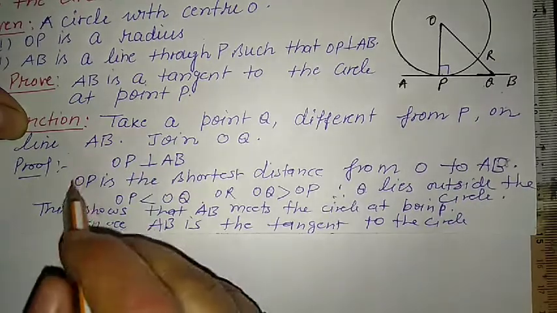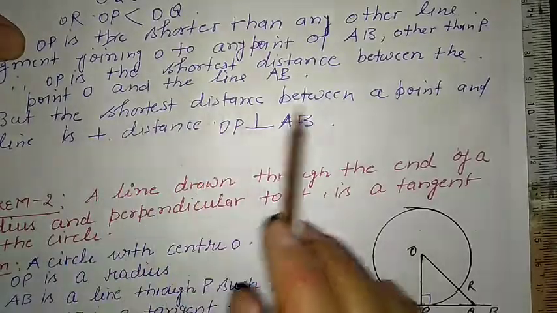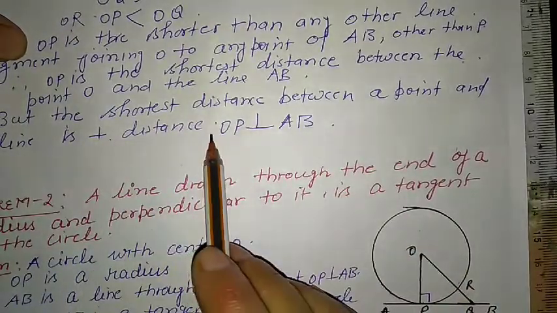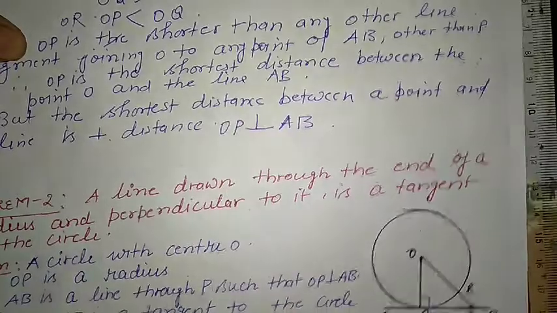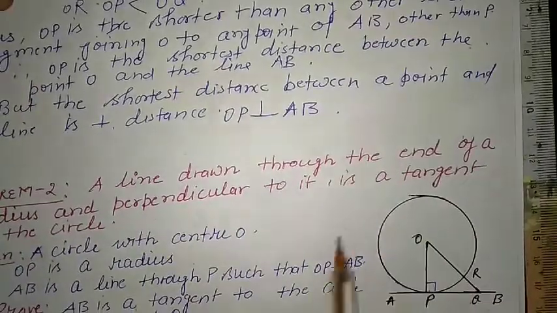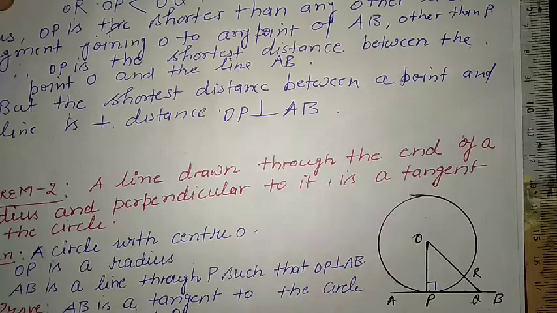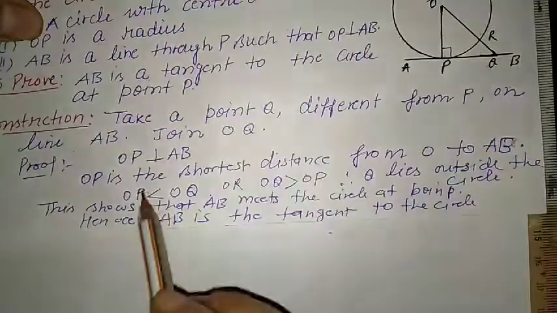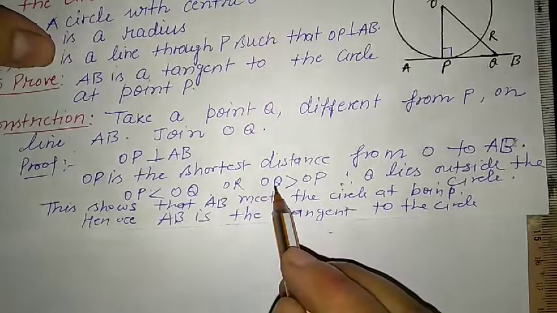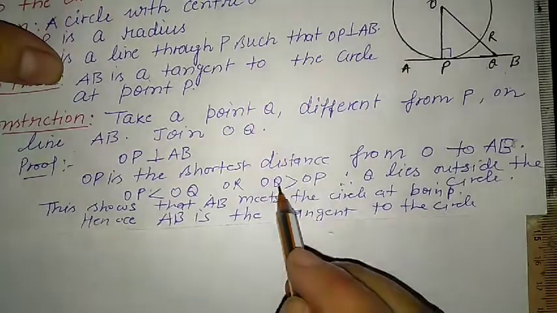Okay, because this we have used. Because we have given here the shortest distance between a point and a line is perpendicular distance. So we can write here the perpendicular distance from a point to a line is the shortest distance between them. So OP is less than OQ, or we can say OQ is greater than OP.